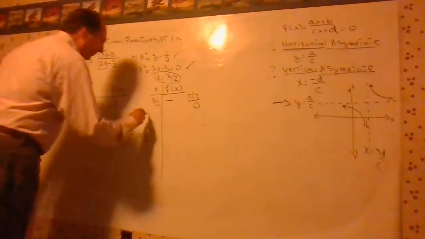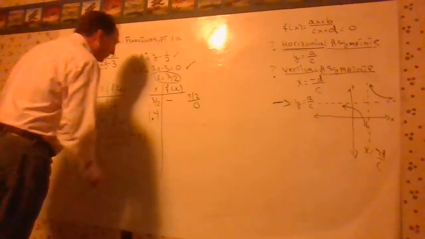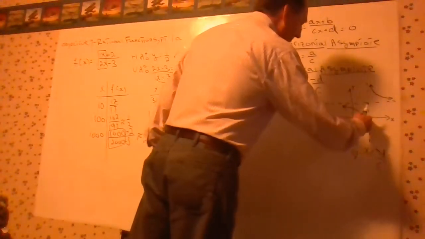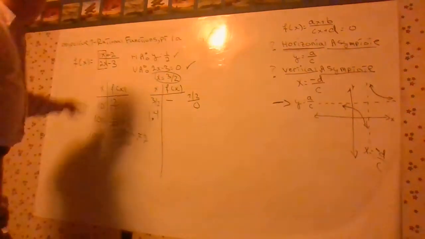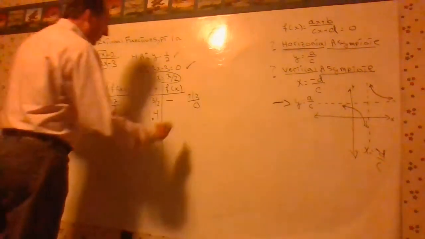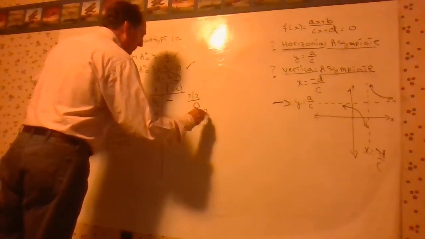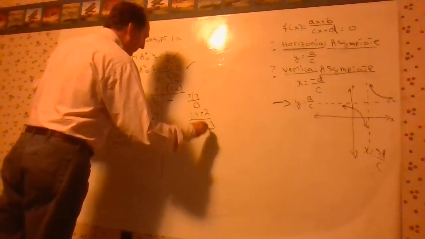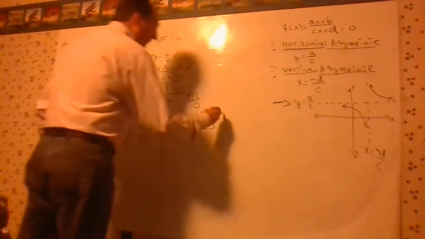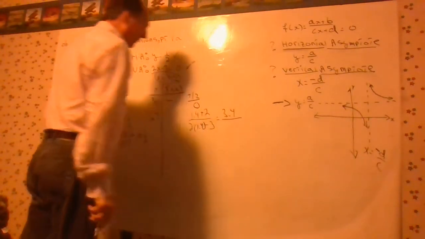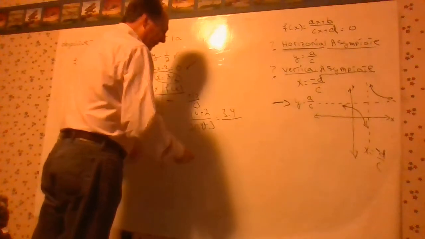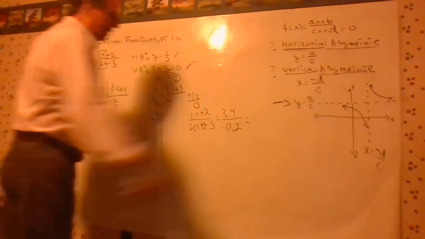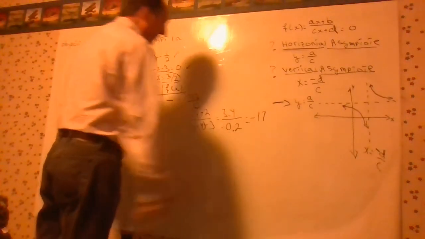Let's back off a second. If you plug in 1.4, that's close to 1.5, or right about here. Plug 1.4 in, and we end up getting 1.4 plus 2 over 2 times 1.4 minus 3. That's equal to 3.4 divided by 2.8 minus 3, which is negative 0.2. And that ends up being negative 17 if you divide it out.